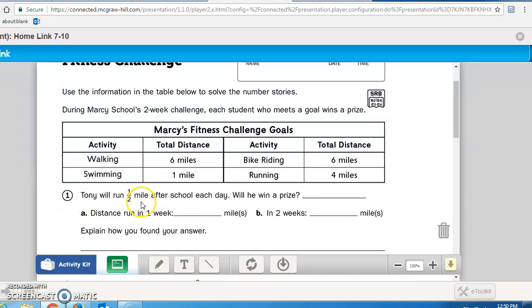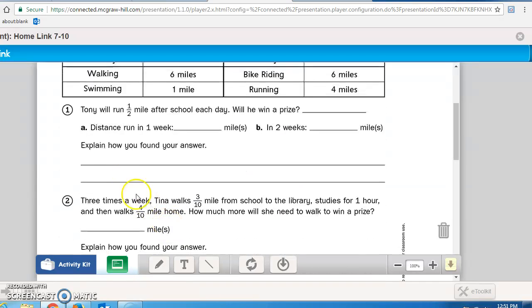Tony will run half a mile after school each day. Will he win a prize? The distance he'll run in 1 week is this total in miles. In 2 weeks, this total. Please show your work down here on the lines.